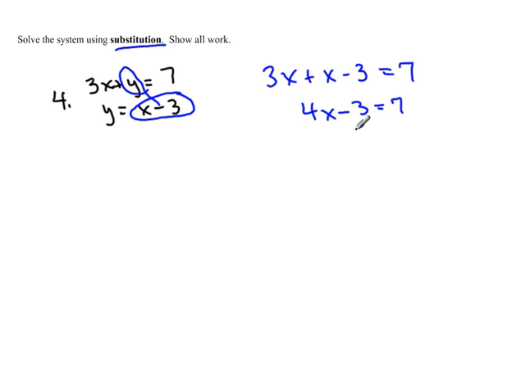We're going to add the 3 to both sides, so 4x equals 10. Divide by 4 and simplify the fraction. You get x equals 5 over 2, 5 halves.